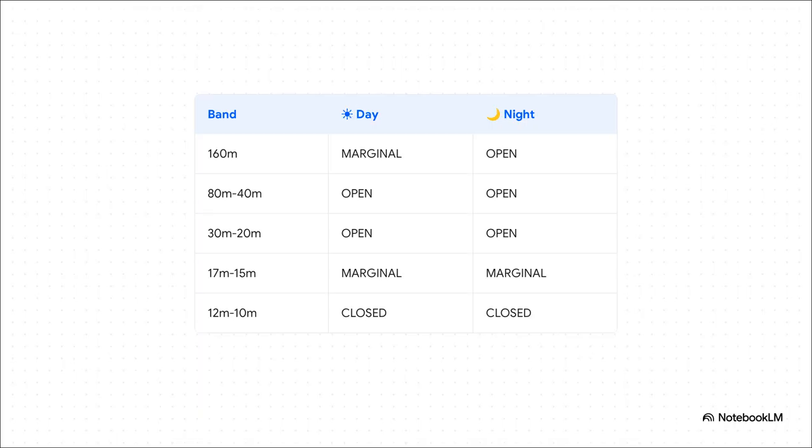And this is what's so brilliant. You don't have to interpret the raw science yourself. HamDash takes that K-index and a bunch of other data and turns it into this dead simple chart. It just tells you, is the 40-meter band working right now? Yep, it's open. How about the 10-meter band? Nope, closed. It takes all the guesswork out of it.